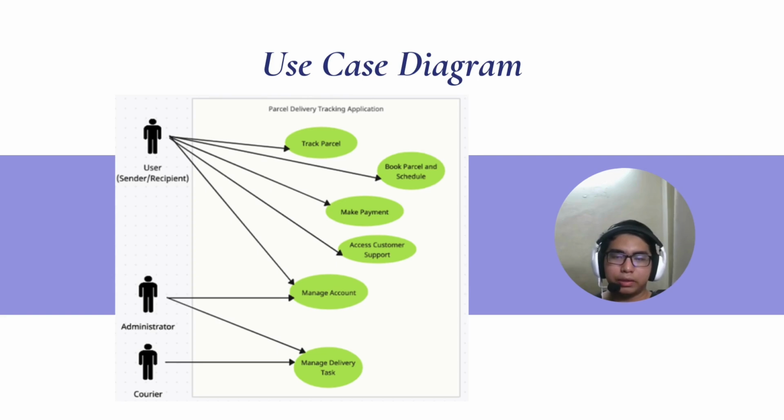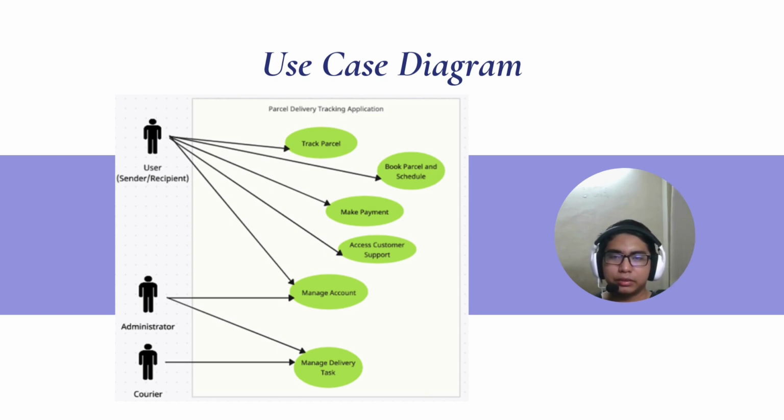So my name is Muhammad Hamdi bin Muhammad Najib. Today I'll be presenting our use case diagram. So we have three actors which are user, administrator, and courier alongside six use cases which are track parcel, book parcel and schedule, make payment, access customer support and manage account. And lastly, manage delivery tasks.